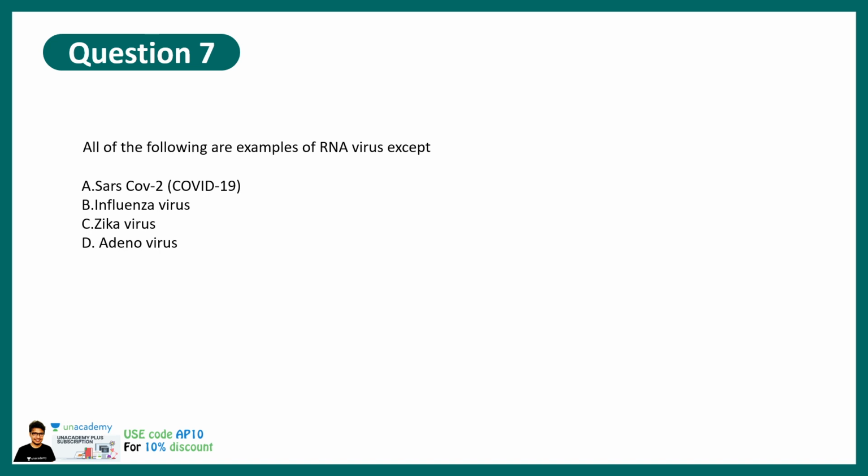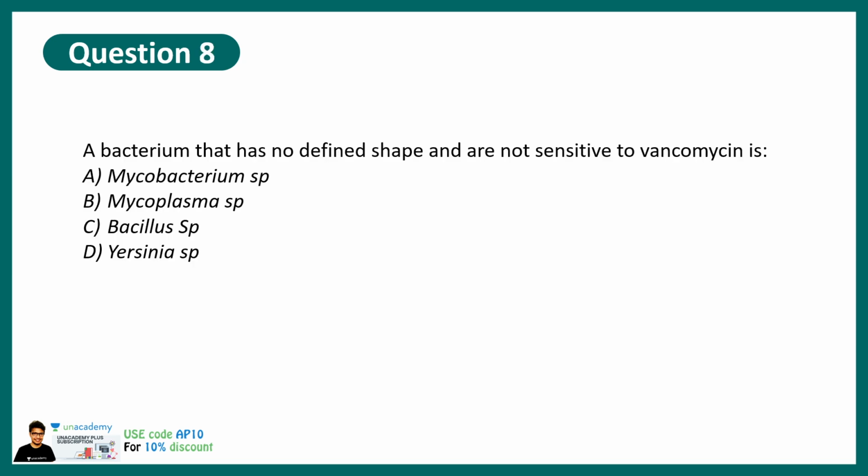All of the following are examples of RNA viruses except, so this is again a very common type given that right now there is Omicron and coronaviruses. So SARS-CoV-2, influenza virus, Zika virus, adenovirus. So which one of these is not an RNA virus is the question. So adenovirus is actually a double-stranded DNA virus.